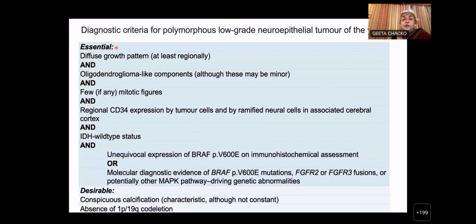So essential criteria for this in the WHO is a diffuse growth pattern, oligodendroglioma-like component, if at all, very few mitosis. The CD34 is characteristic both in the tumor cells and in the adjoining cortex. IDH is wild type. It's an essential criterion that you have to prove that it's IDH wild type, which means if it's IHC negative, one needs to then do PCR. And there has to be expression of BRAF V600E either on immunohistochemistry or molecular evidence of a MAP kinase pathway alteration. All these are essential criteria. So without having all these, one cannot make a very definitive diagnosis.